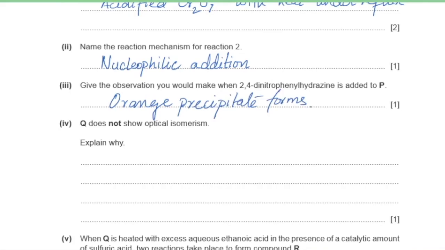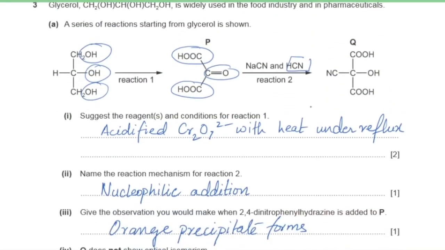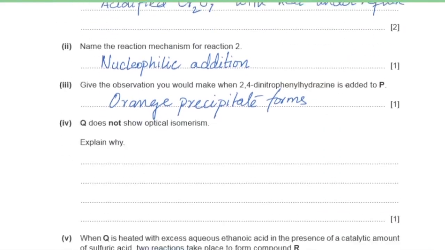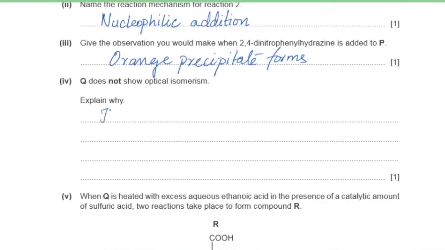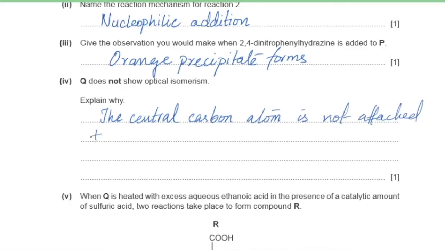Part 4, Q does not show optical isomerism. Explain why. So an optical isomer will have a central carbon atom attached to 4 different atoms or groups of atoms. While in Q, there is this central carbon atom attached to 1 CN, 1 OH, but 2 COOH groups. This means that we can write that the central carbon atom is not attached to four different groups of atoms.